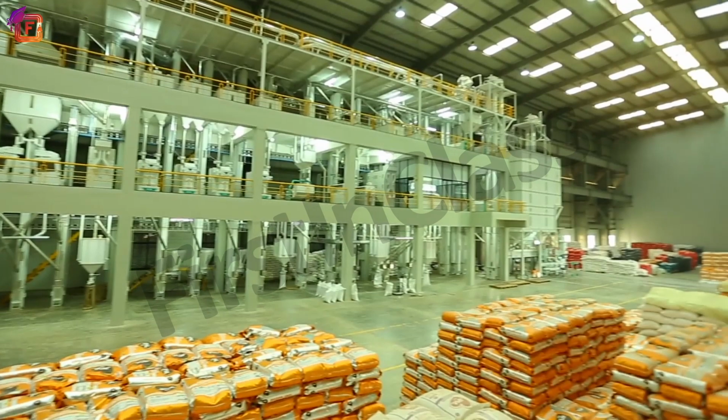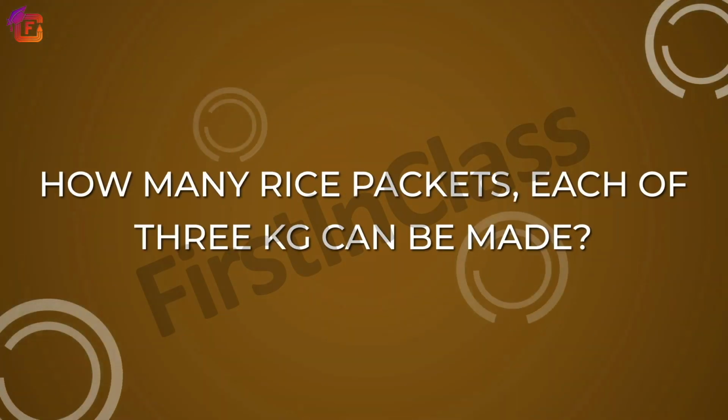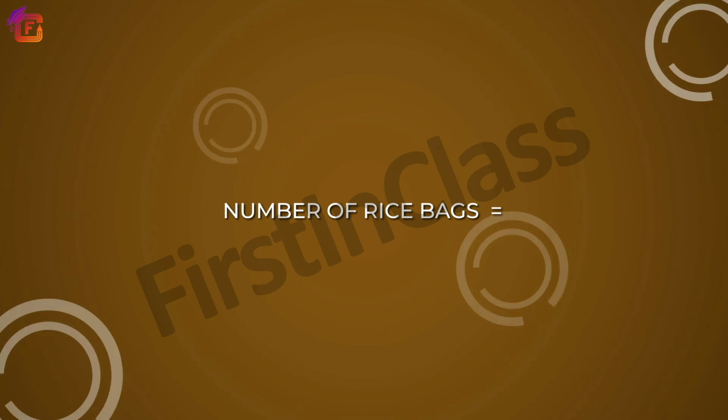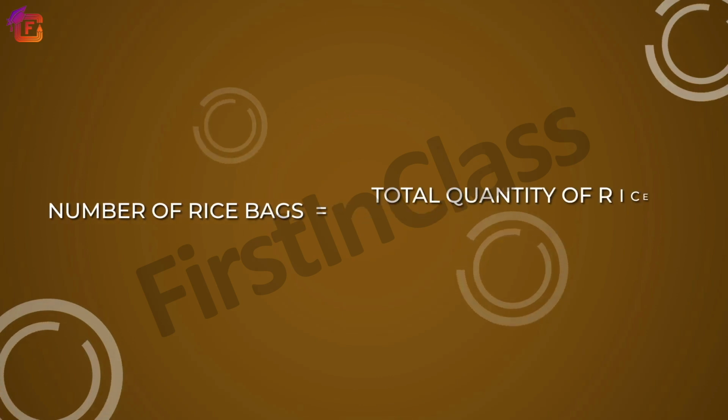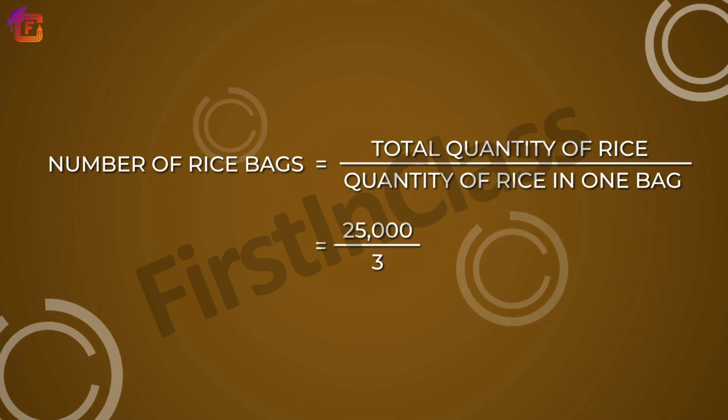Now, it is time to try another question. There is a big factory having 25,000 kg of rice. How many rice packets, each of 3 kg, can be made? So, which operation are we going to use in this case? Yes, we would be dividing the total quantity of rice by the quantity of rice in one bag. That is 25,000 kilograms divided by 3 kilograms.